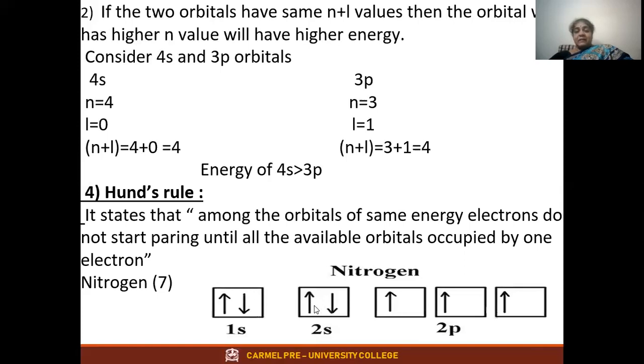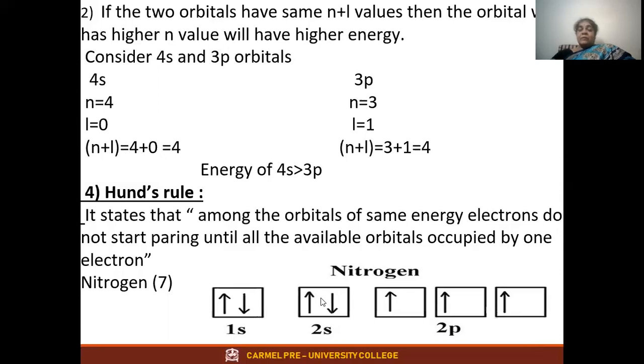You are left with 3 electrons. So allot the electrons singly. Of the 3, put 1 electron each, so you'll have px1, py1 and pz1. Give one electron each. Then from the next electron onwards, you can start pairing it up. So this is Hund's rule. Among the orbitals of the same energy, electrons do not start pairing until all the available orbitals are occupied by one electron. All the orbitals will have one electron, then you can have pairing. Until then, you will not have pairing. That is Hund's rule.